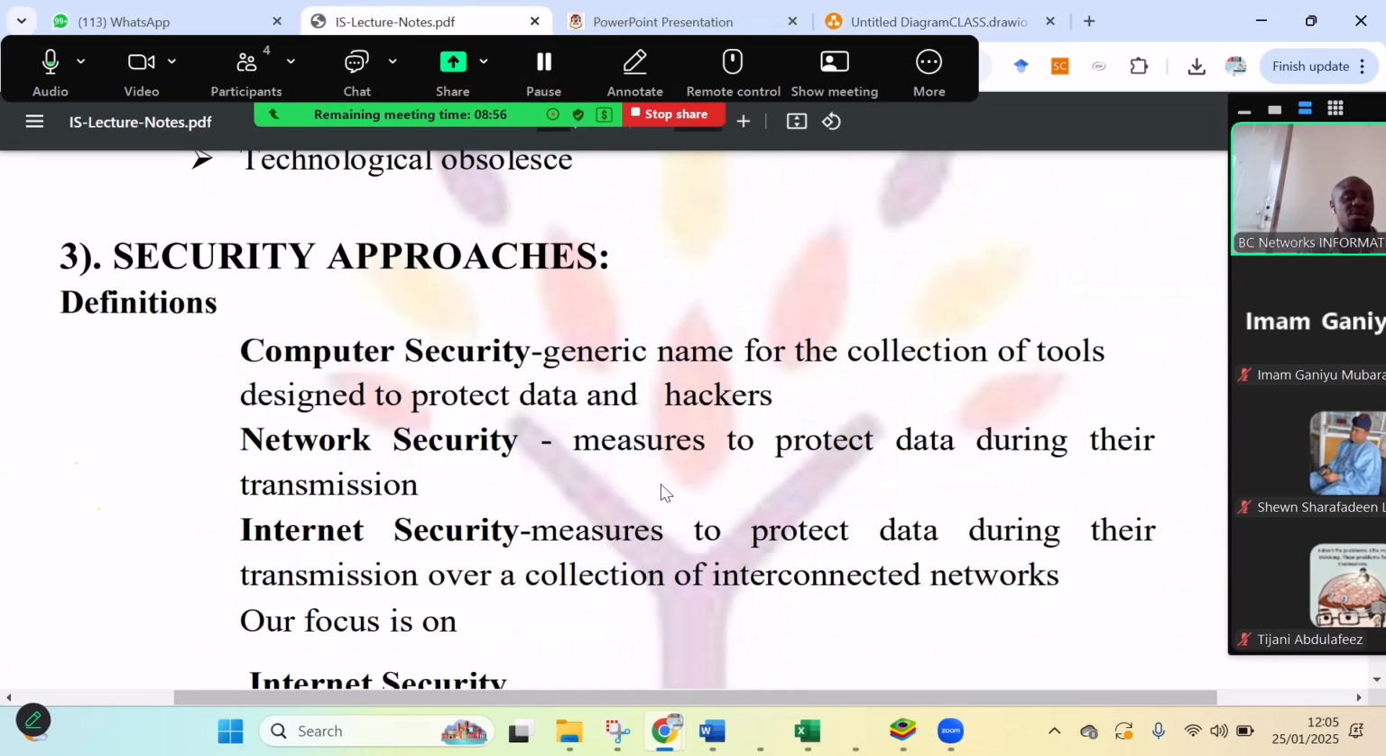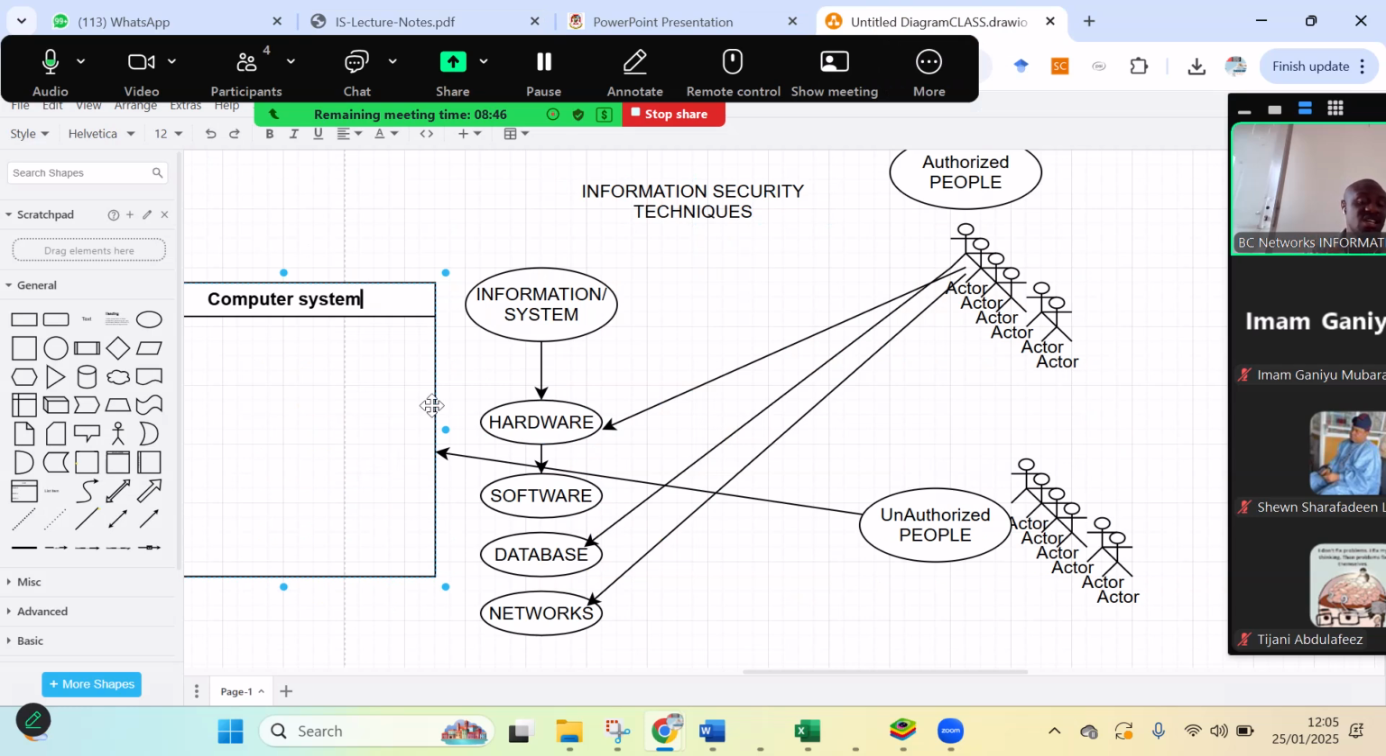That is our computer system, which is what? The generic name for collections of tools designed to protect data and what? And hackers. So you realize that all these information systems we model reside within the computer systems. All the information systems reside within the computer systems. So if the objective is to secure the computer systems, we must agree that our sole responsibility is to also secure all the components that make up the computer systems.